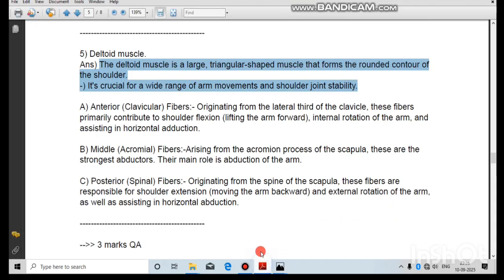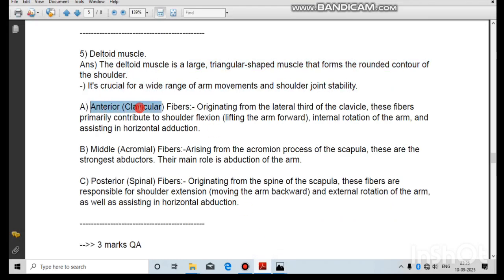In this we have three main fibers. The first type of fiber is the anterior clavicular fibers. These fibers originate from our clavicle bone, and they allow for shoulder flexion and internal rotation of the arm, and they also assist in horizontal adduction. The next type of fibers that make up the deltoid muscle are the middle acromial fibers. They originate from the acromion process of the scapula, and they play a major role in the abduction of the arm.